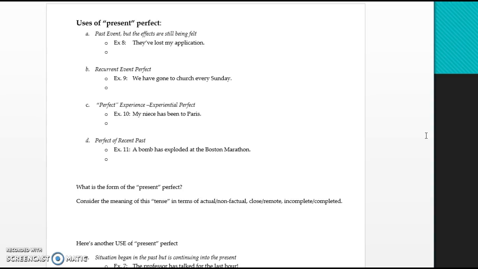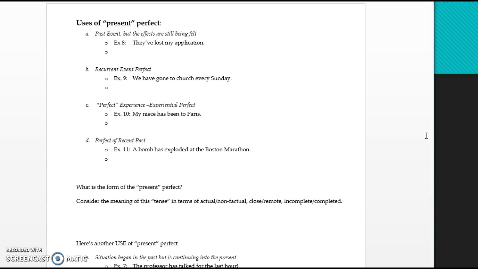The third use of present perfect is the perfect experience. It's saying that I have the experience, or in this case, my niece has been to Paris. It's in present tense, but it also has perfect aspect. Let's compare that to my niece went to Paris. And we're expressing something a little bit differently with has been to Paris.